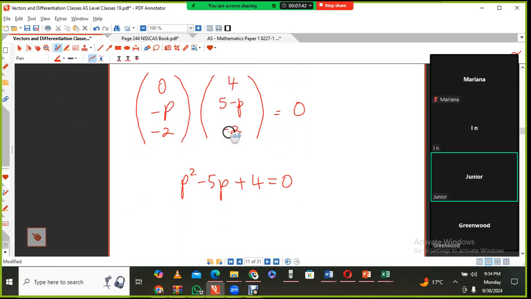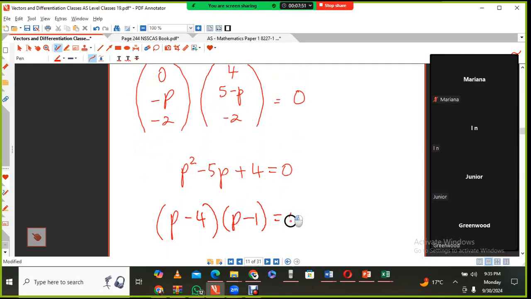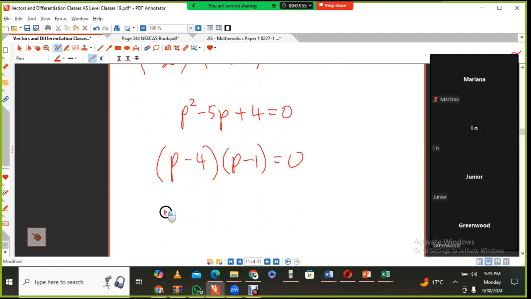So we have now a quadratic, né? And the quadratic should factorize. You agree with me? Negative 4, it's negative 1 and negative 4. So the solutions for P would be P equals 1 or P equals 4. Okay. So the moment it tells you that stuff, you must know you're dealing somewhere with quadratic stuff.